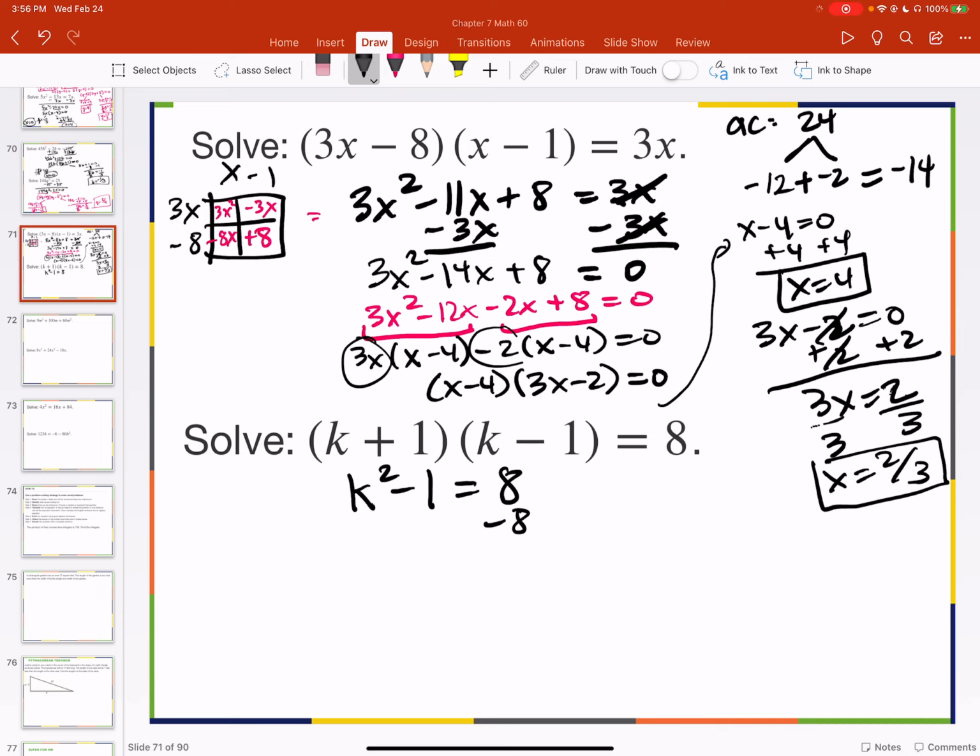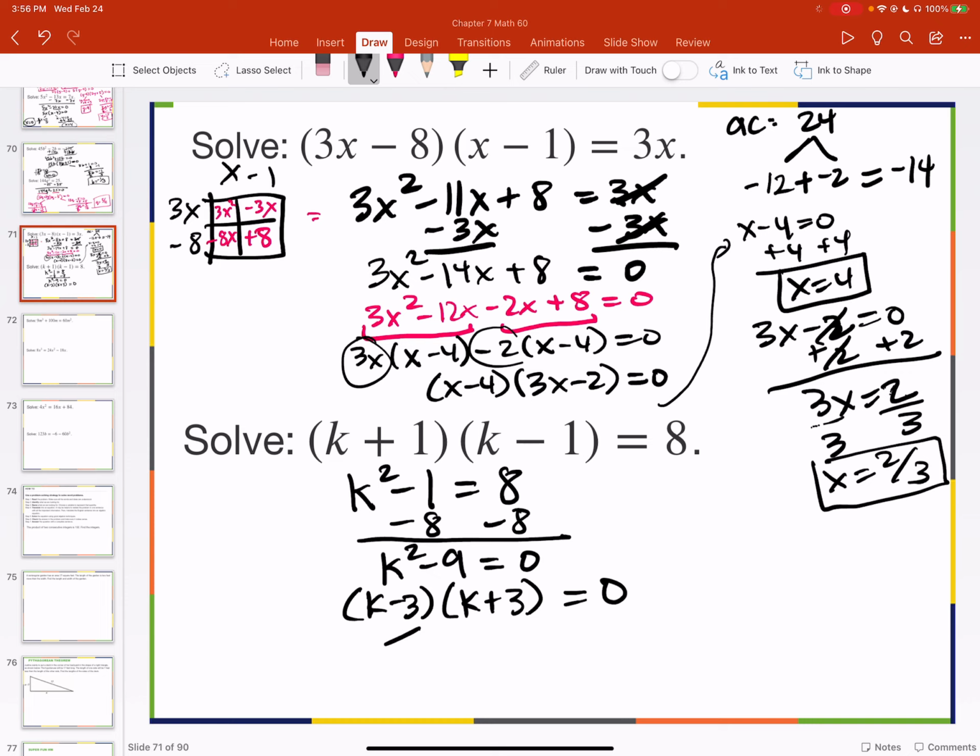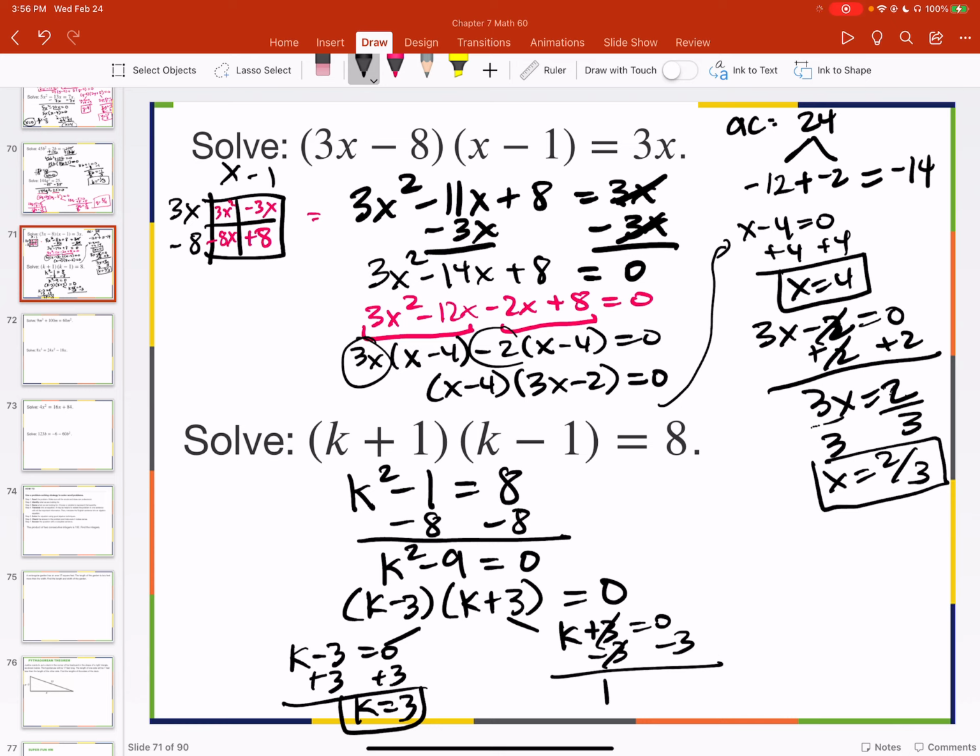And then we subtract 8 from both sides. We get k squared minus 9 on the left-hand side and 0 on the right-hand side. The left-hand side is difference of squares again. So k minus 3, k plus 3. And then zero product property tells us if k minus 3 is equal to 0, so k equals 3, right? That's one of them. And then k plus 3 equal to 0, sorry. Then subtract 3 from both sides, and k is equal to negative 3. So that's it.